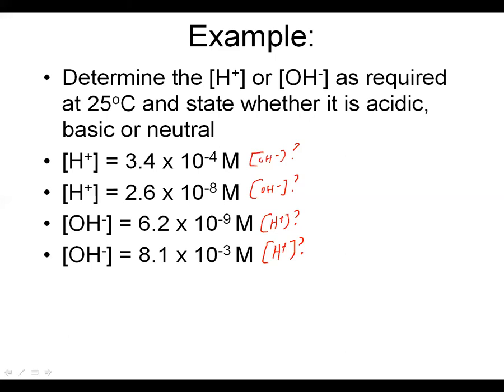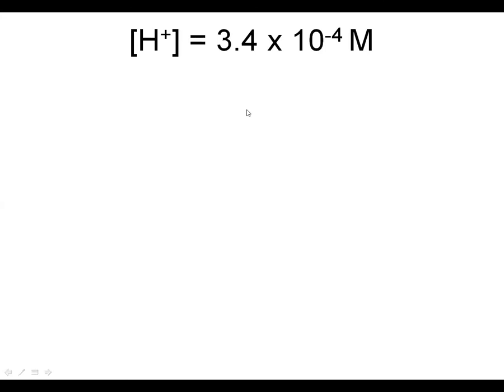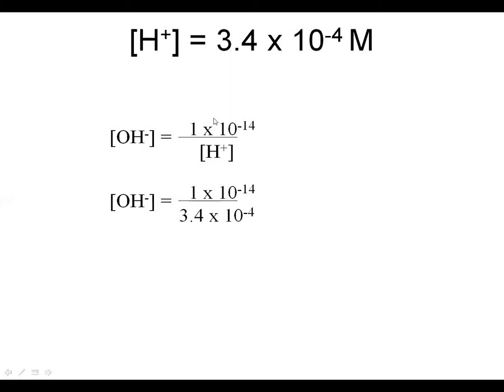So let's take a look here at these. Looking at the first one, we are given the H plus concentration, and pretty much it's the same calculation no matter which one you take. We want to take 1 times 10 to the minus 14, which is a constant, and basically divide it by our other concentration. In this case, we're going to divide it by 3.4 times 10 to the minus 4.